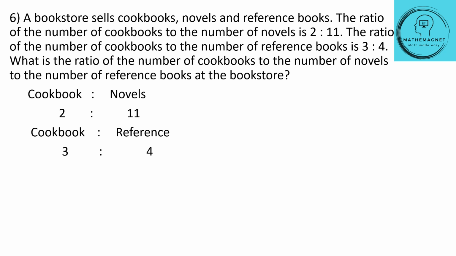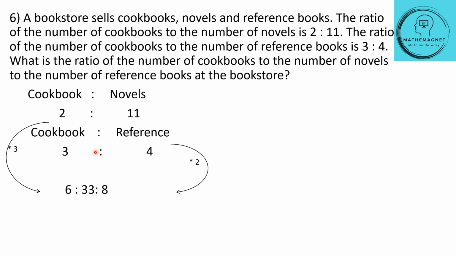So over here we need to make a ratio of cookbooks is to novels is to reference books. So to make that, in these two given ratios we have a common quantity involving cookbooks, correct? So in the first ratio we have 2 and in the second ratio we have 3. So now if you make both the same value, the values of the others will also change accordingly and you can get a uniform ratio. So to do that, we'll multiply the ratio cookbook is to novel by 3, and we'll multiply the cookbook is to reference ratio by 2.